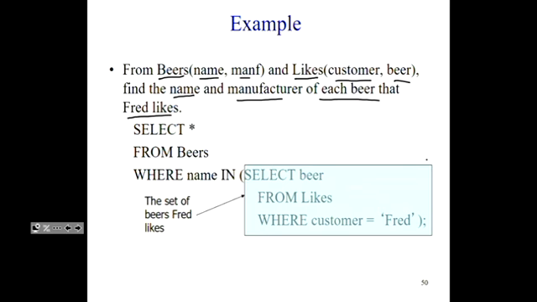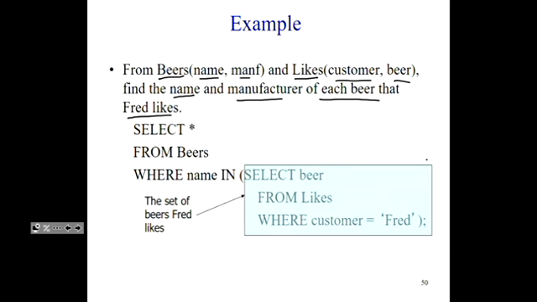Yeah, so beers and likes would be in the from clause, right? So you're implicitly doing a cross product of beers and likes, and then in the where clause, you would end up checking whether the likes tuples that you're focusing on are talking about Fred, and then you would be doing an equality condition between likes.beer and beers.name, and then in the select clause, you would be selecting the name and manufacturer. Okay, that's it. It's a pretty straightforward query.